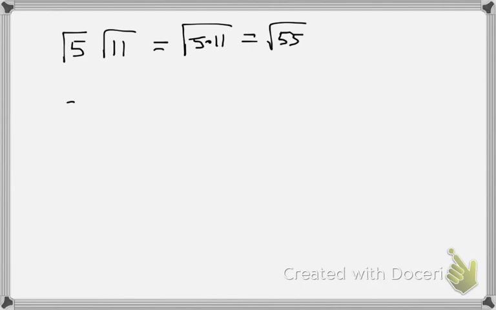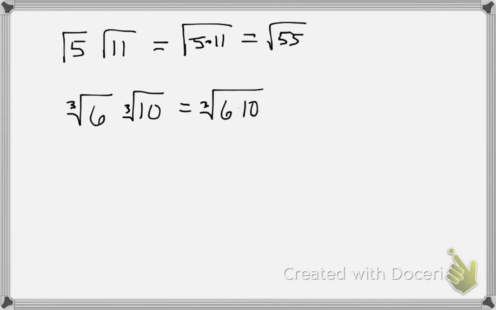Similarly, can I multiply cube root of 6 times cube root of 10? Absolutely. We do have like radicals, or not like radicals, sorry. We do have the same index, and therefore we got cube root of 6 times 10. So that is cube root of 60. And just like that, we've multiplied two cube roots together. Okay.